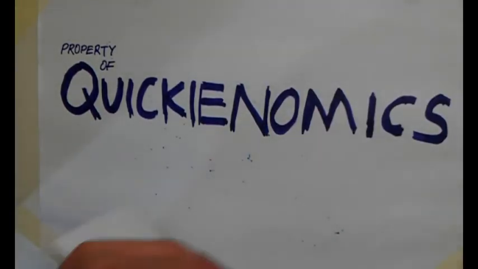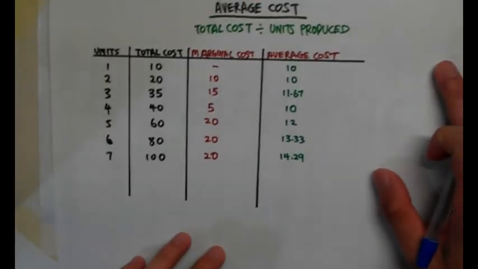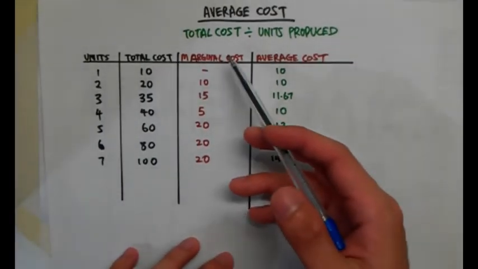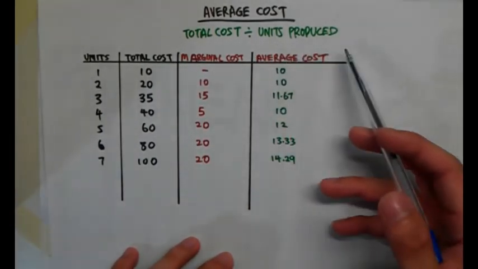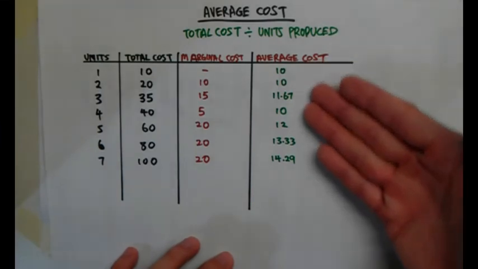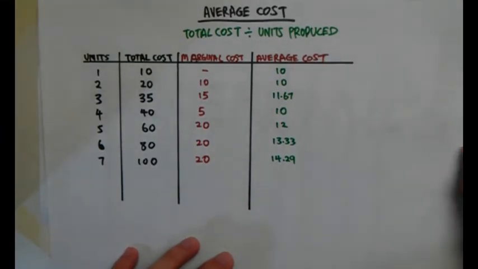Moving on to average cost, it is more straightforward. It is the total cost divided by the total units produced. Such is the calculation for the average cost.